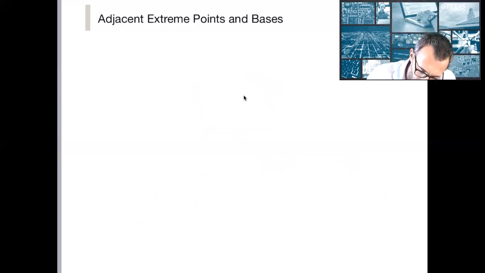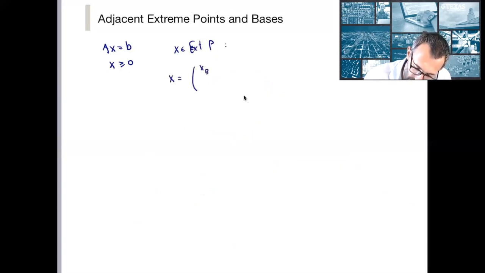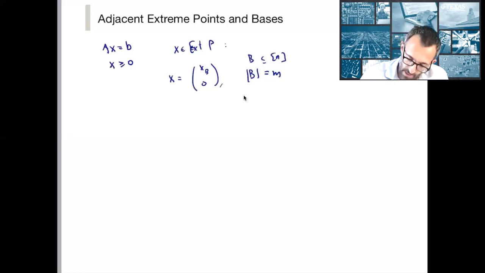So I have my polytope in standard form, Ax equals b, x non-negative. An extreme point is of the form x equals x_B, 0, where B has size m and is a subset of the indices from 1 to n. So as I mentioned before, B is sometimes called a basis.